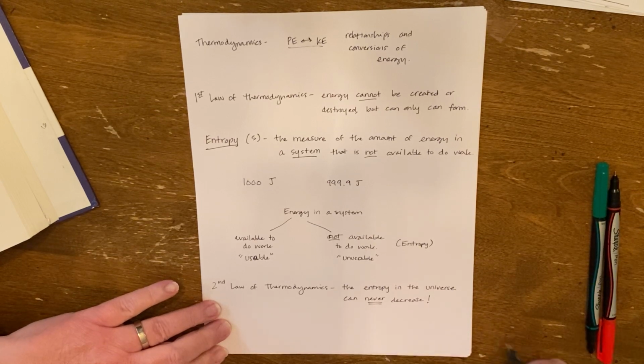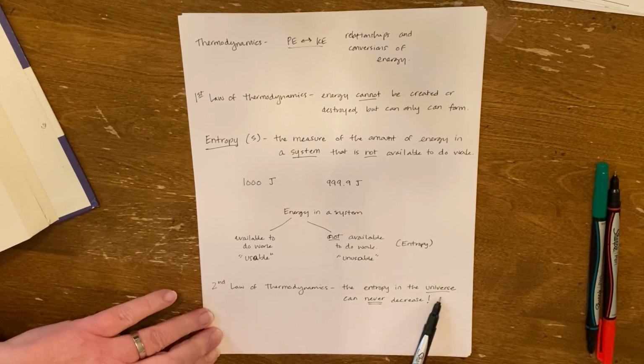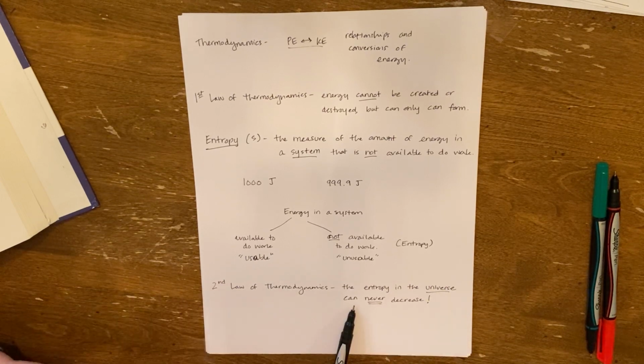Okay, so a couple things here. We're talking about the entire universe. The entropy can never decrease. So if we take the universe as a whole, the energy in the universe is never going to become more organized. If anything, it will remain constant or actually decrease. So as time goes on, more and more energy becomes unusable, and less energy becomes usable.